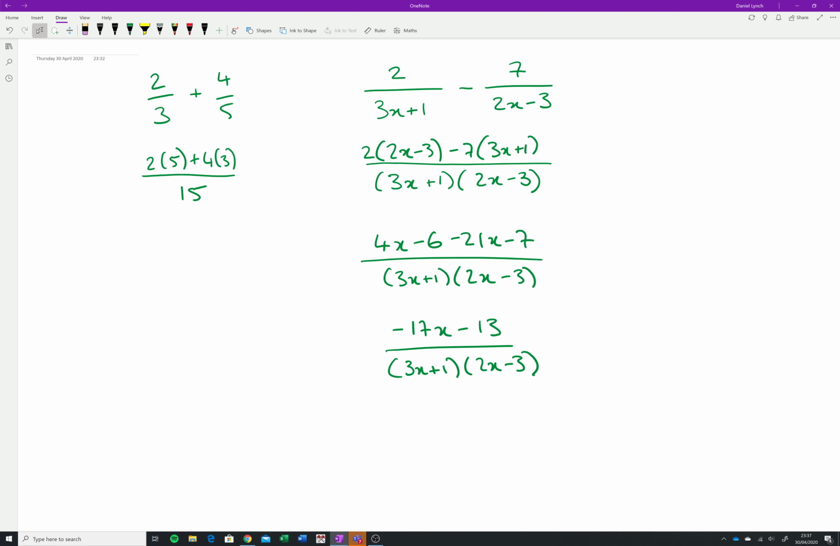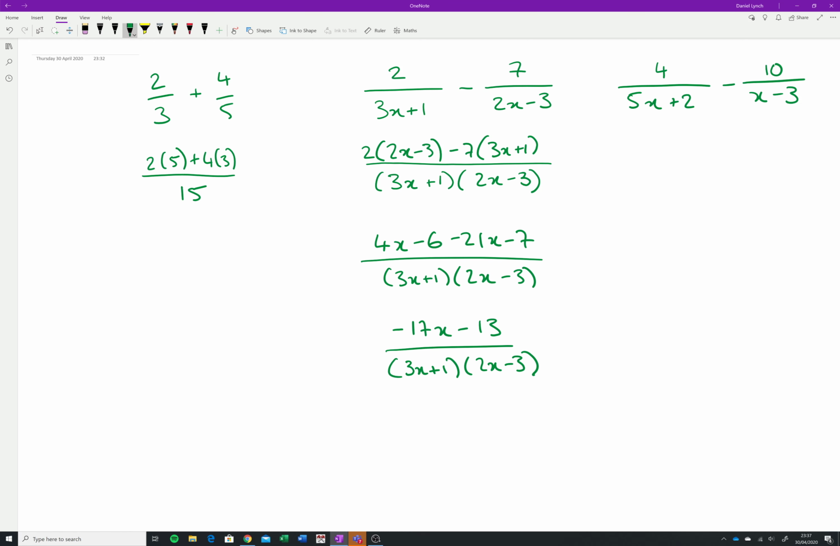What I'd like you to try now, maybe just by pausing the video and having a go at it, we'll do one here. I'll just set it up for you. We'll say 4 over 5x plus 2, minus, and we'll put here 10 over x minus 3, like that. Okay, so what I want you to do is I want you to pause the video and just try and follow the example that we've just had there. And I'll put the answer up in a second.